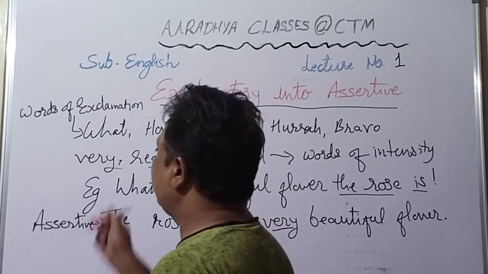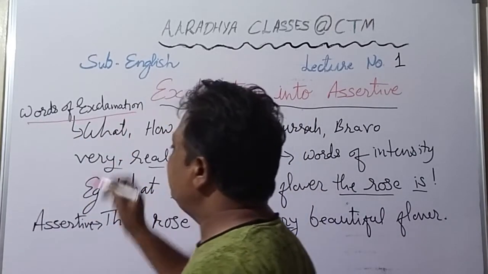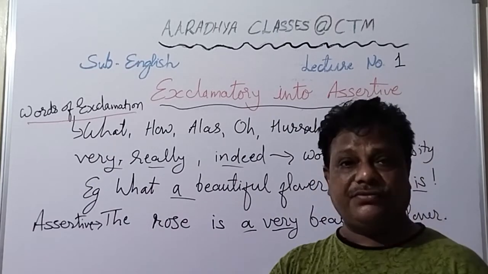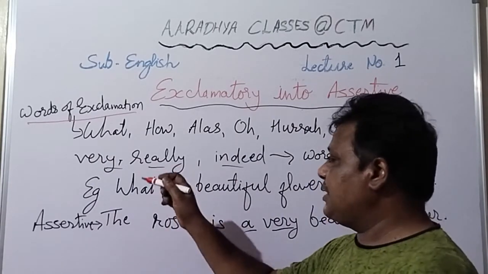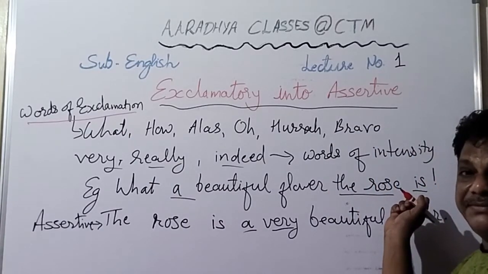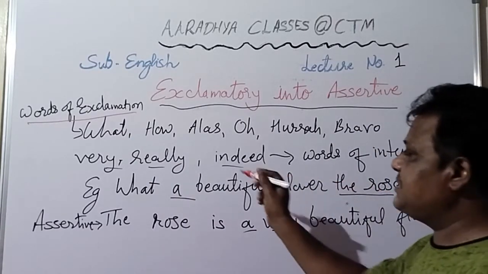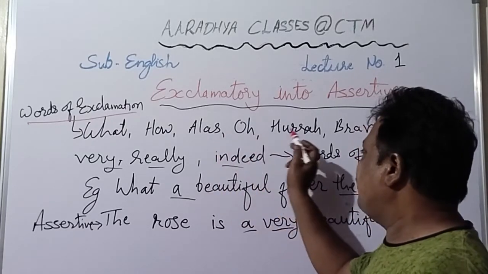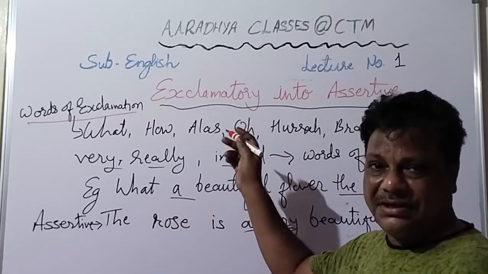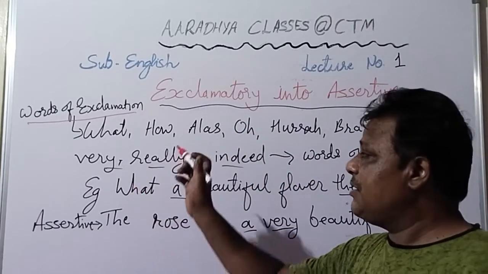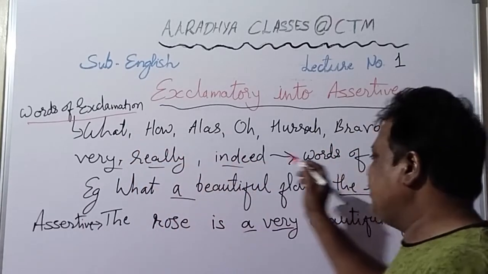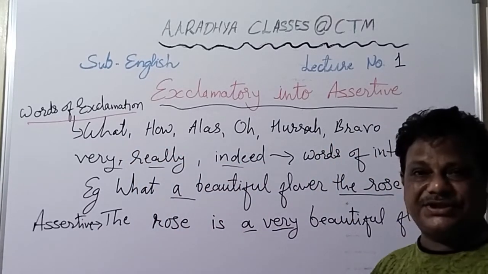Students, just keep them in mind. These are known as the words of exclamation. When you convert them into assertive, one more thing: it normally ends with an exclamation mark. When you are using words like alas, oh, hooray, after these words sometimes the exclamation mark is there, and the remaining sentence ends with a full stop. But when you begin the exclamatory sentence with what or how, it will end with an exclamation mark.